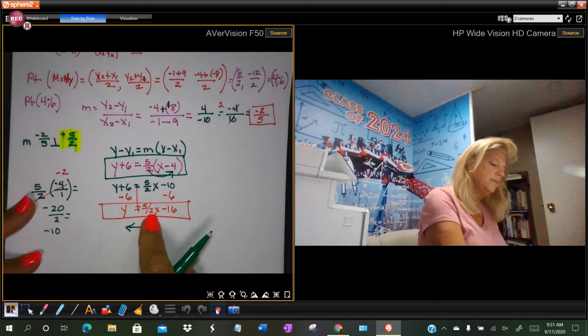Point-slope form. Slope-intercept form. Standard form.